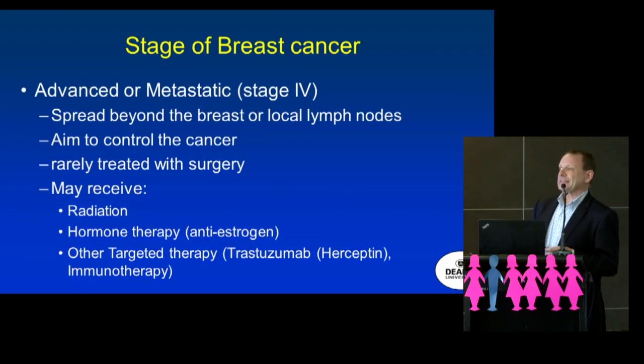So advanced or metastatic breast cancer is when the cancer has spread beyond the area. It's spread to other organs, wherever that might be. And once it has spread, in general, for most women, it's not something that we can cure. We can control it, we can slow it down, we can improve their quality of life or their symptoms, but we can't get rid of it.